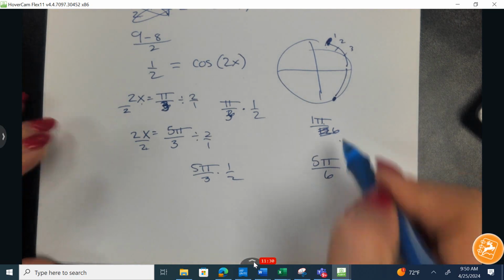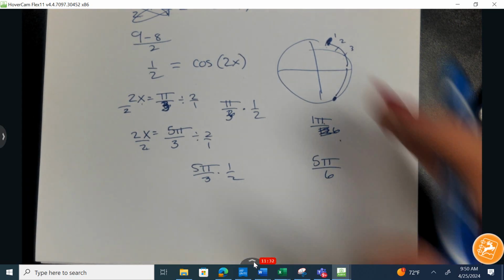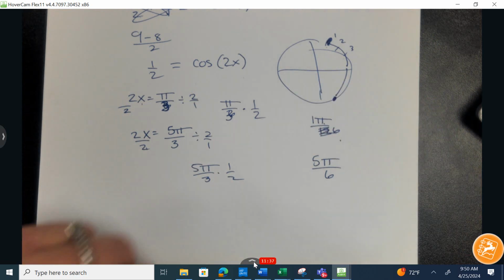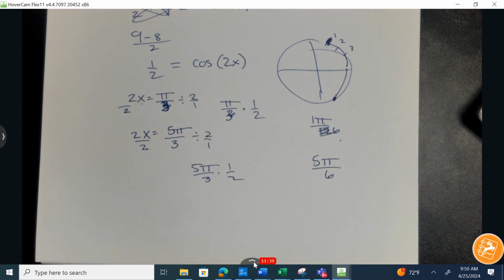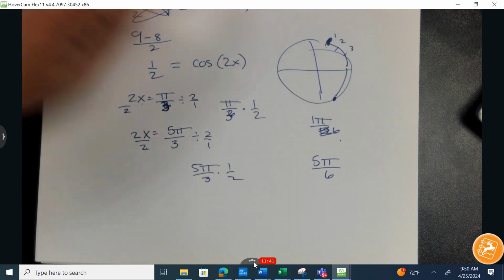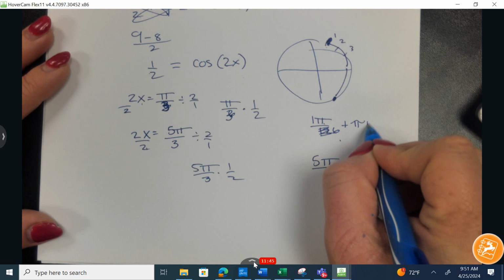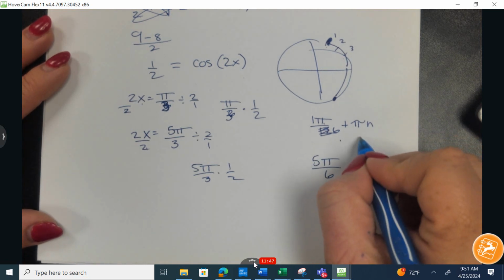So I feel confident of these, but how do we say that it can go around an infinite number of revolutions and still get an output of 9/2? To represent that, we say it can go around as many times as you want, so that's plus pi n, where n is any integer.